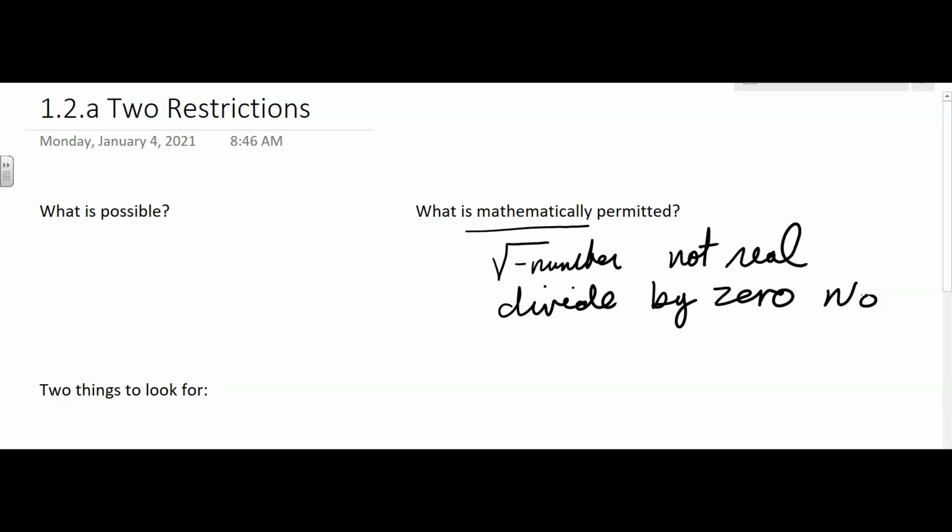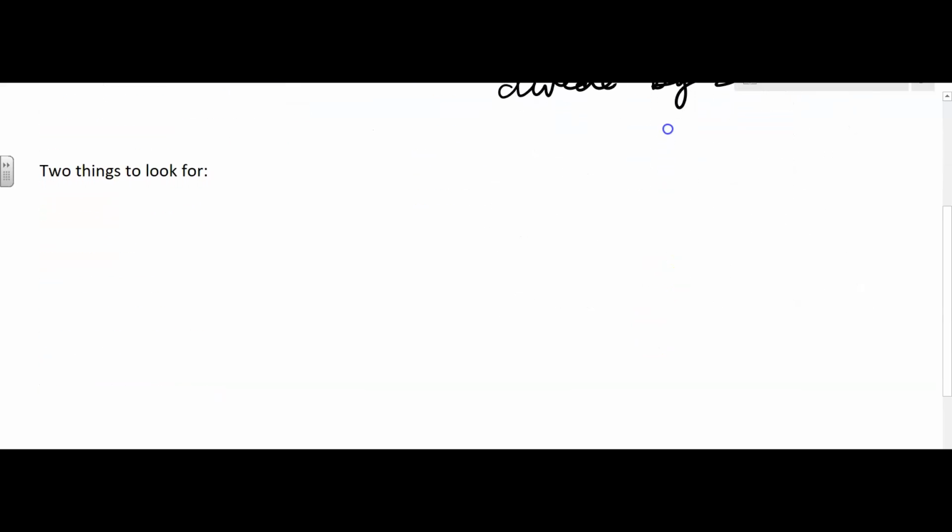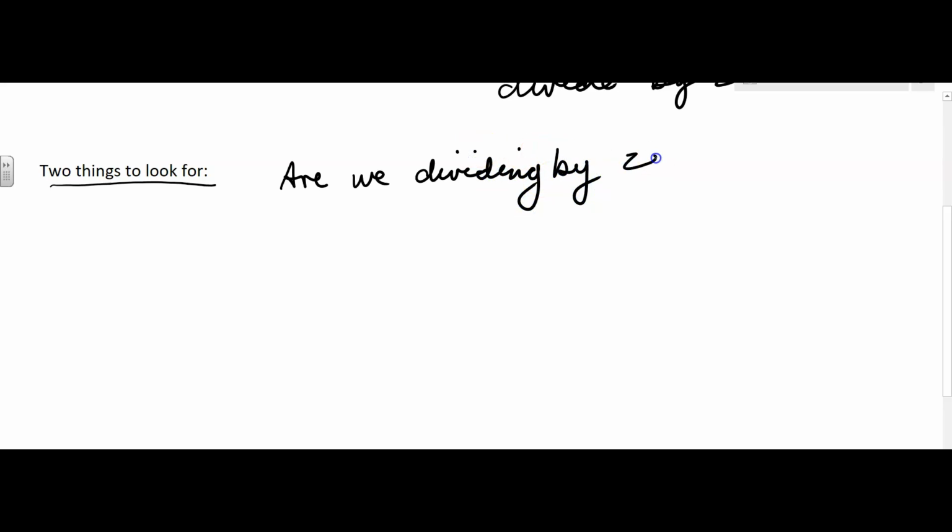So when we're looking at domain, restrictions often involve two things to look for. A lot of times they're going to give us an equation or a graph or something. And so two of the things that we're going to look for is, are we dividing by a negative, or are we dividing by 0 ever? So if you had something like 1 over x, then you know x cannot be 0, okay? All right, so that's one thing to look for.